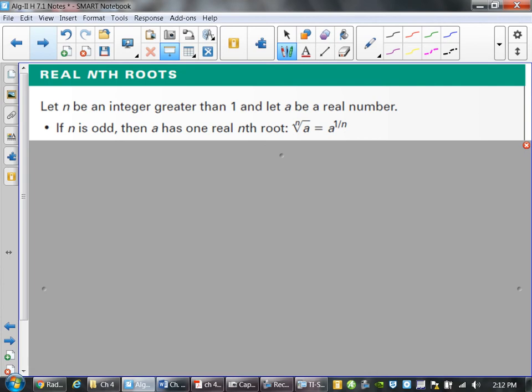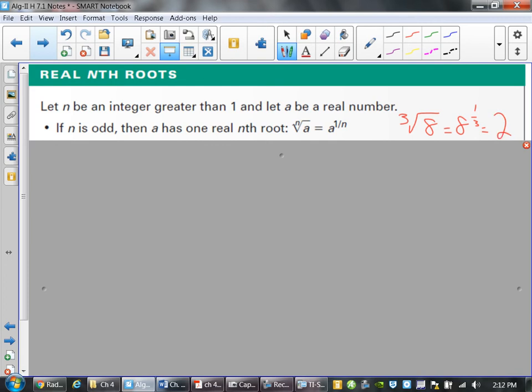What this is saying is that if your nth root is odd, like cube root, 5th root, 7th root, and so on, there's only going to be one real answer. Pretty easy one to look at. If it is the cube root of 8, well, that's 8 to the 1/3, which is 2.